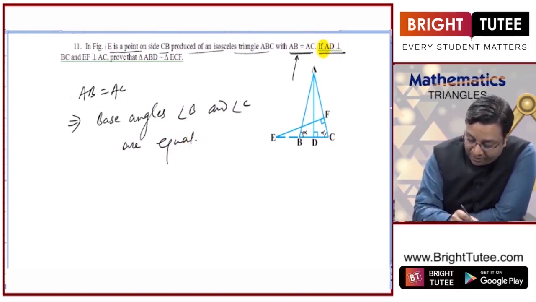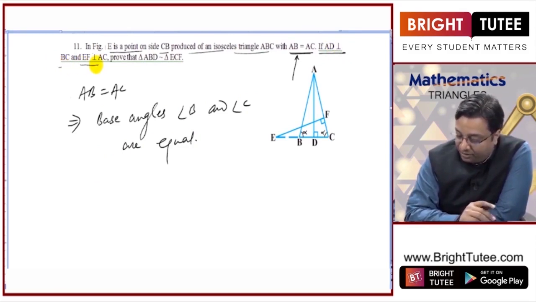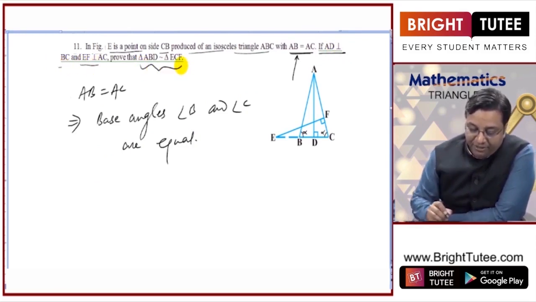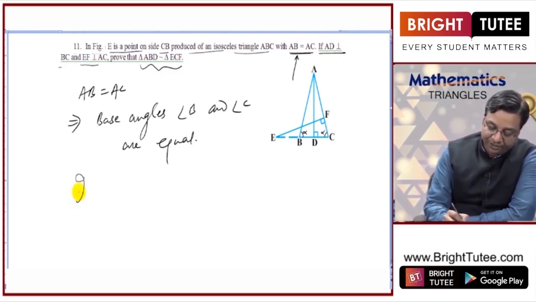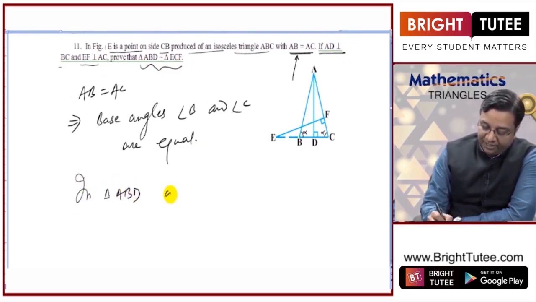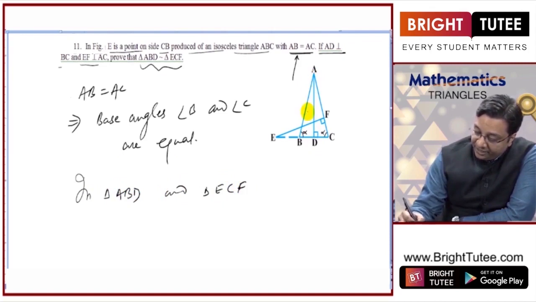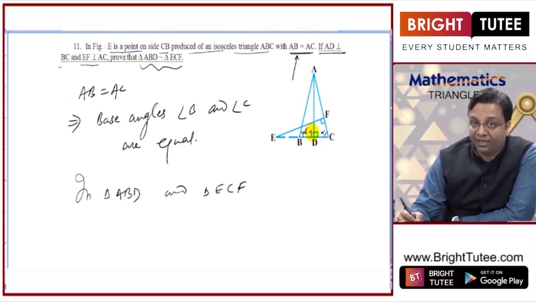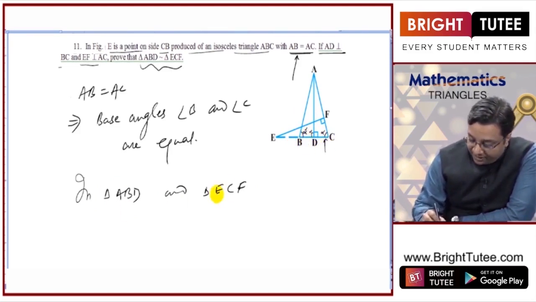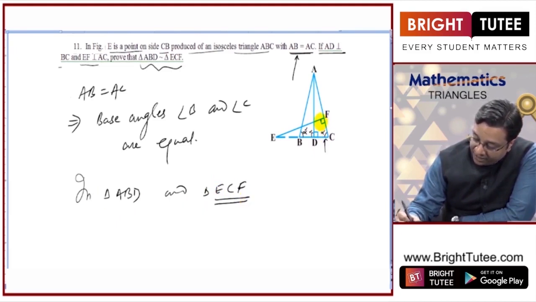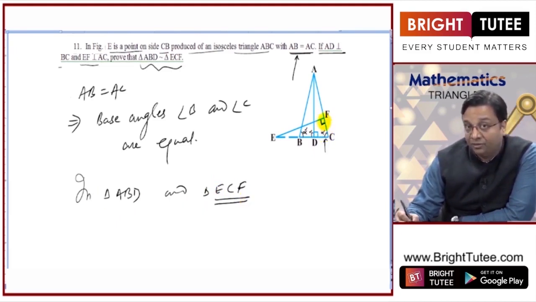Okay, and if AD is perpendicular to BC and EF is perpendicular to AC, then prove that triangle ABD and ECF are similar. So in triangle ABD and triangle ECF, look at triangle ABD. In triangle ABD, you have got two angles, alpha and this angle 90 degrees, right? These two angles I know. Why do I know alpha? Because I can compare this alpha with this angle here, angle C. In triangle ECF also, we have got one angle equal to 90 degrees and the other angle, that is angle C, equal to alpha.